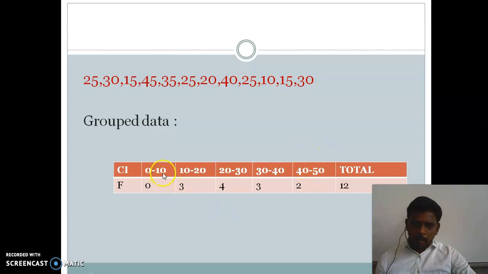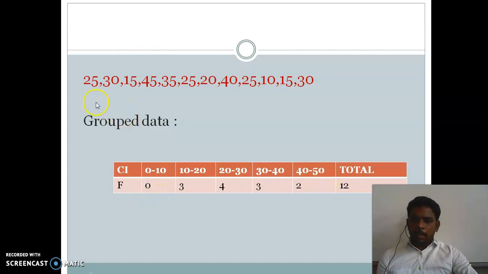And look at the difference between two successive intervals. The upper limit of the first class interval is equal to the lower limit of the second class interval. Similarly, here 20 is the upper limit of the second interval, and that will be the lower limit of the third interval. So it is called continuous, right? It comes under continuous data.